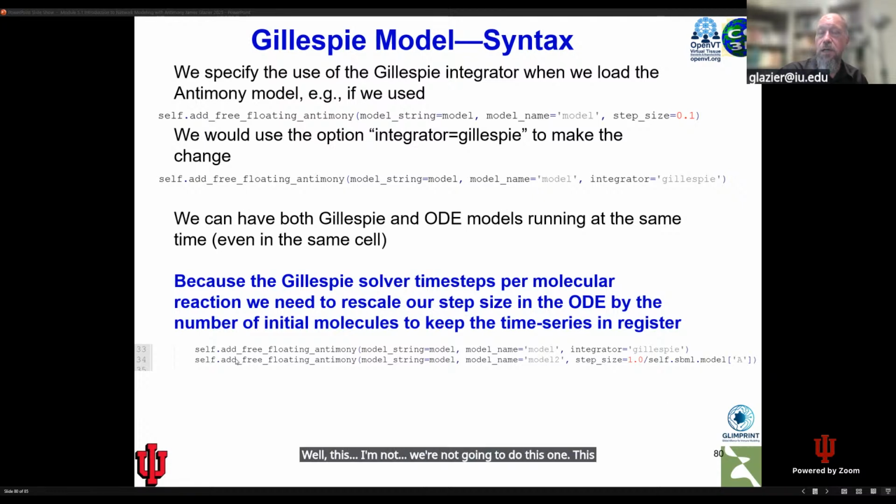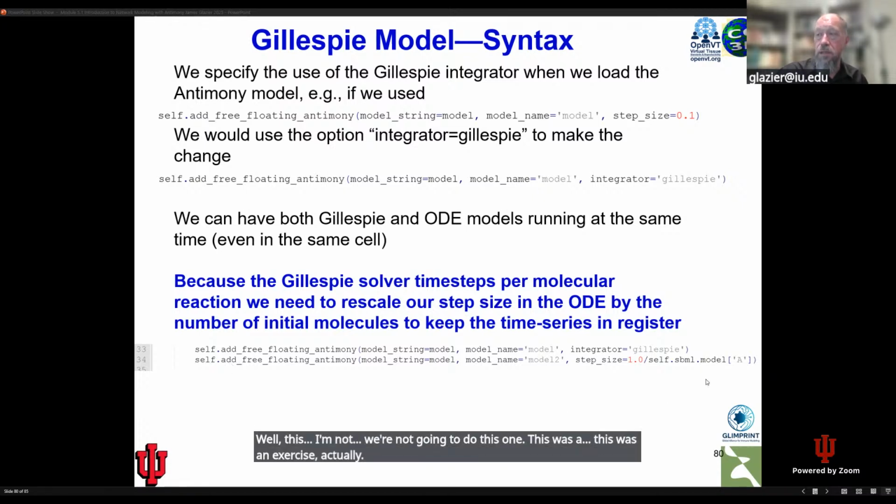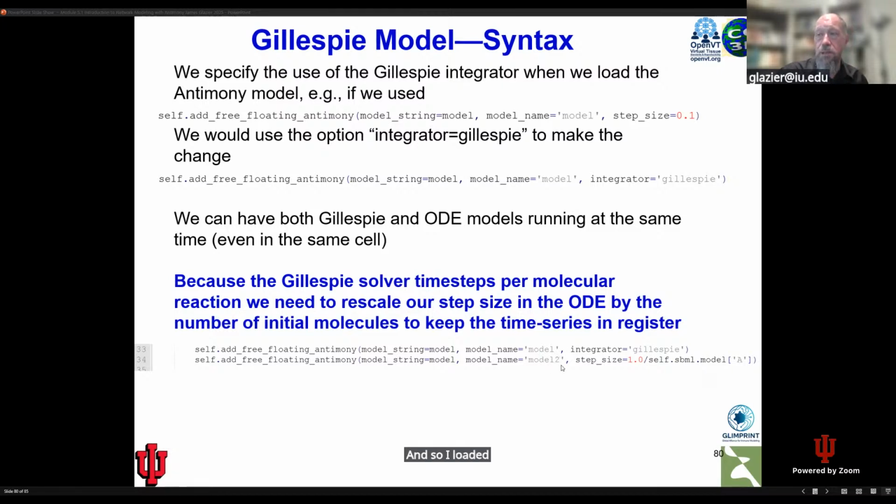This was an exercise where I was comparing the Gillespie model to the ODE model. I loaded 2 copies of my original model. Notice I could load the same model string under 2 model names. So I have 2 copies of my model, which are independent of each other. One I solved with Gillespie and one I solved with the ODEs. And I can ask the question, does the stochastic model make a significant difference or not? In the interest of time, I'm just going to leave that to you as a homework problem.